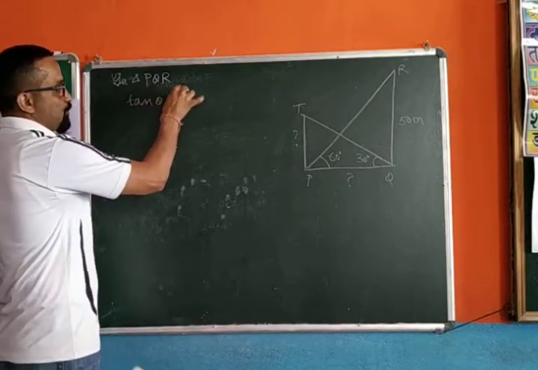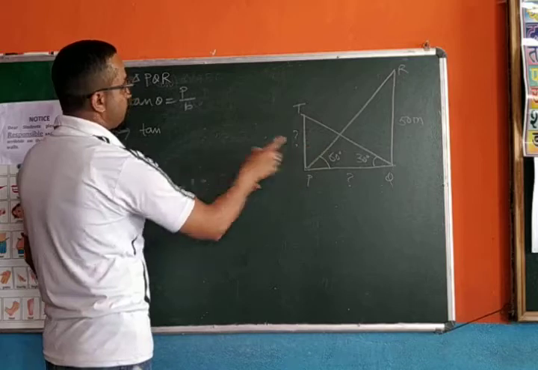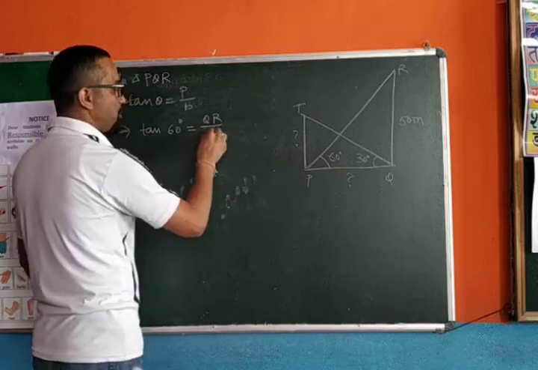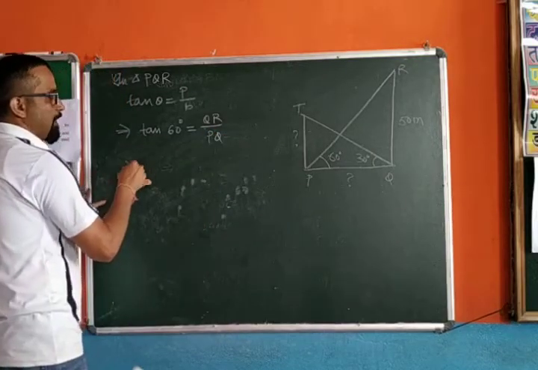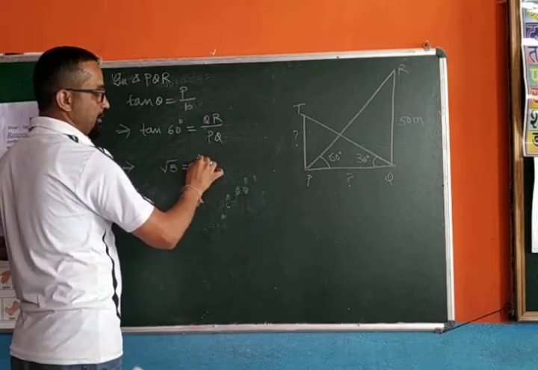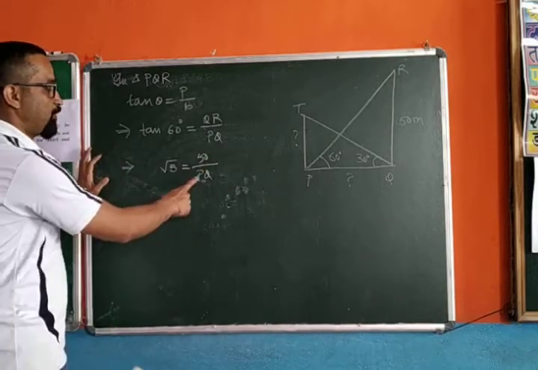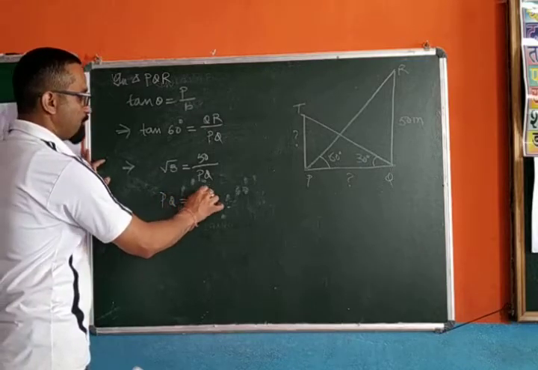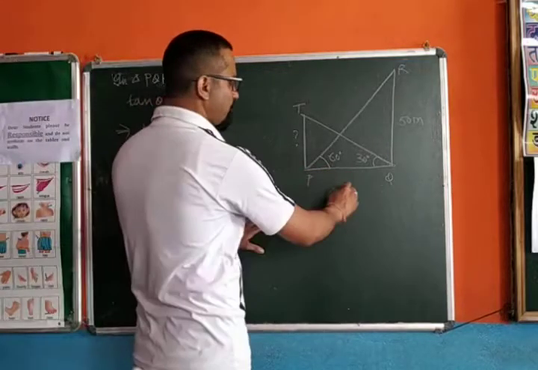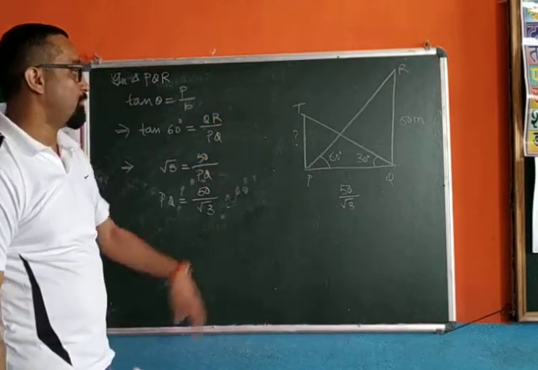Tan theta is equal to perpendicular upon base. Tan, the angle of elevation is 60 degrees. Perpendicular is QR and base is PQ. Substitute the value of tan 60, which is standard root 3, equals 50 divided by PQ. Cross multiply and make PQ the subject of the formula. PQ equals 50 divided by root 3. Leave it like this. This is the base of both the triangles because it is common in both.